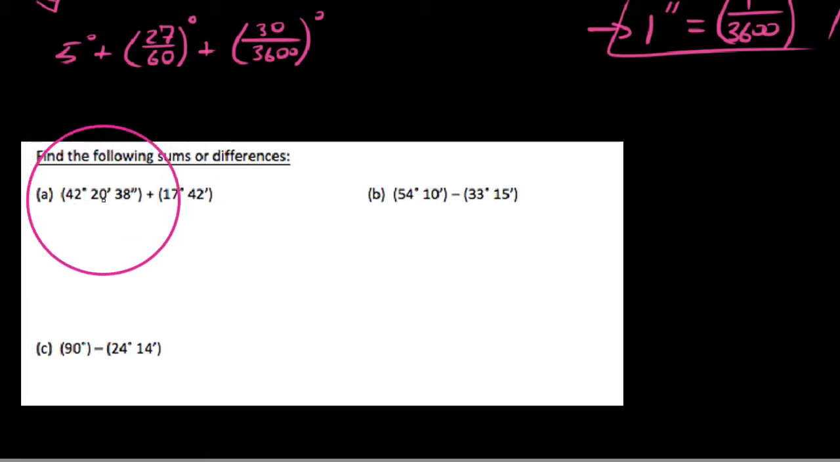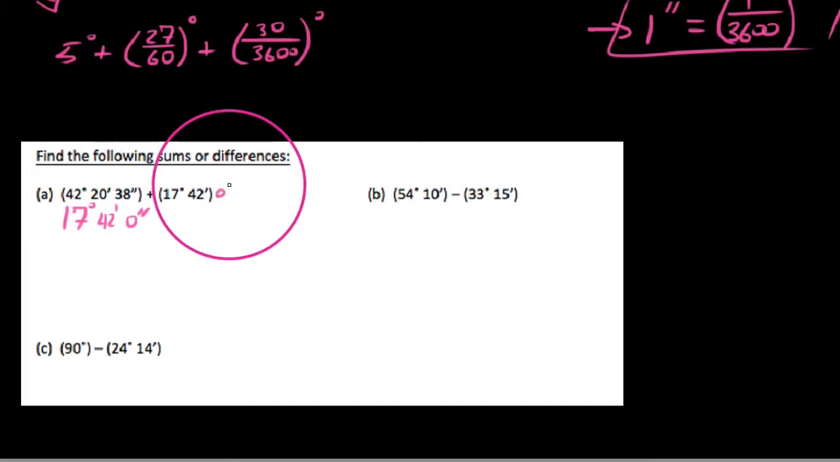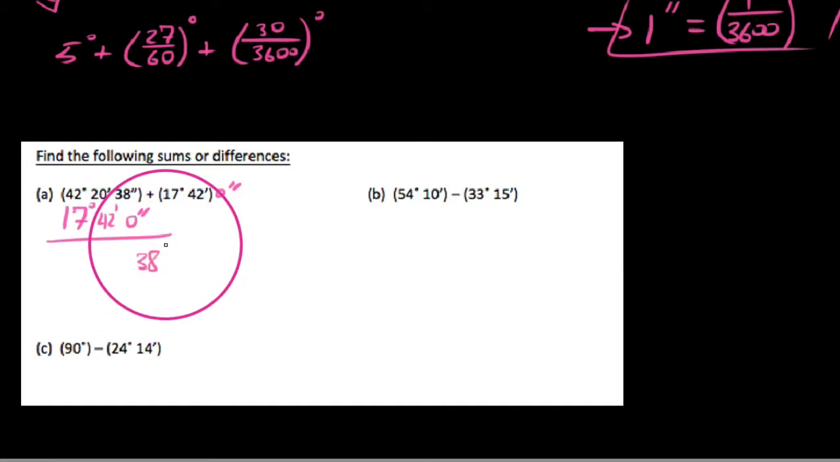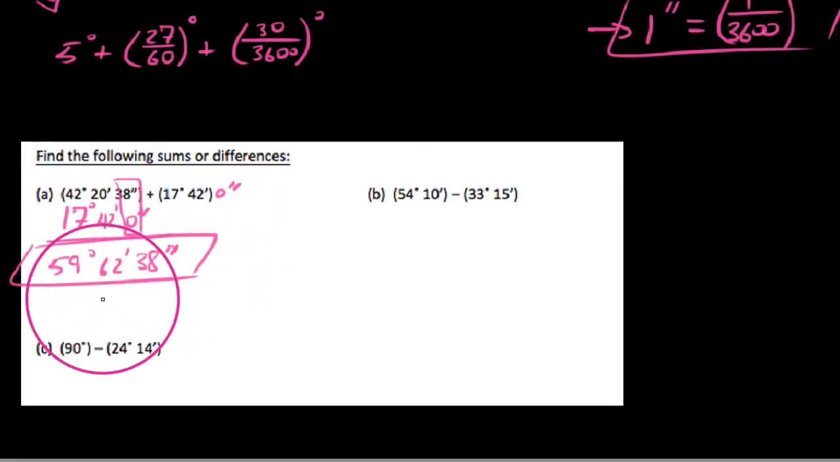We say 42 degrees, 20 minutes, 38 seconds. We're going to add that to 17 degrees, 42 minutes, and we have 0 seconds with this second one. So 0 seconds, and if we add these, we get 38 seconds on the right. 20 minutes plus 42 minutes is 62 minutes. And then 17 plus 42 is 59 degrees. So our sum is 59 degrees, 62 minutes, 38 seconds.